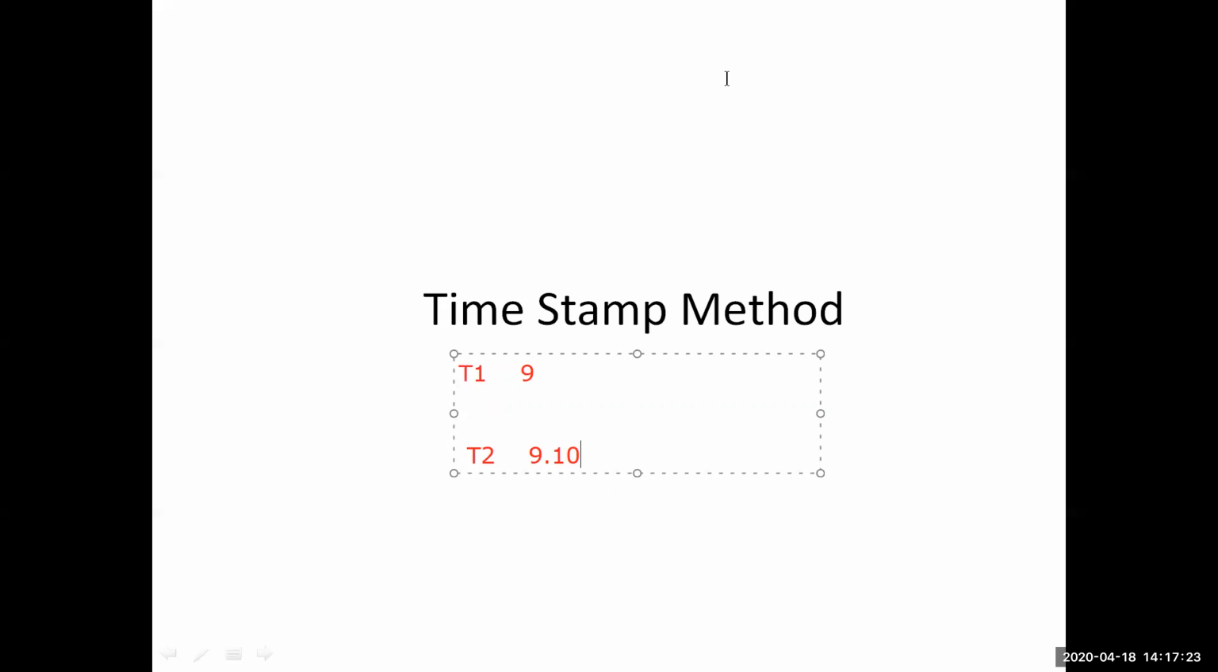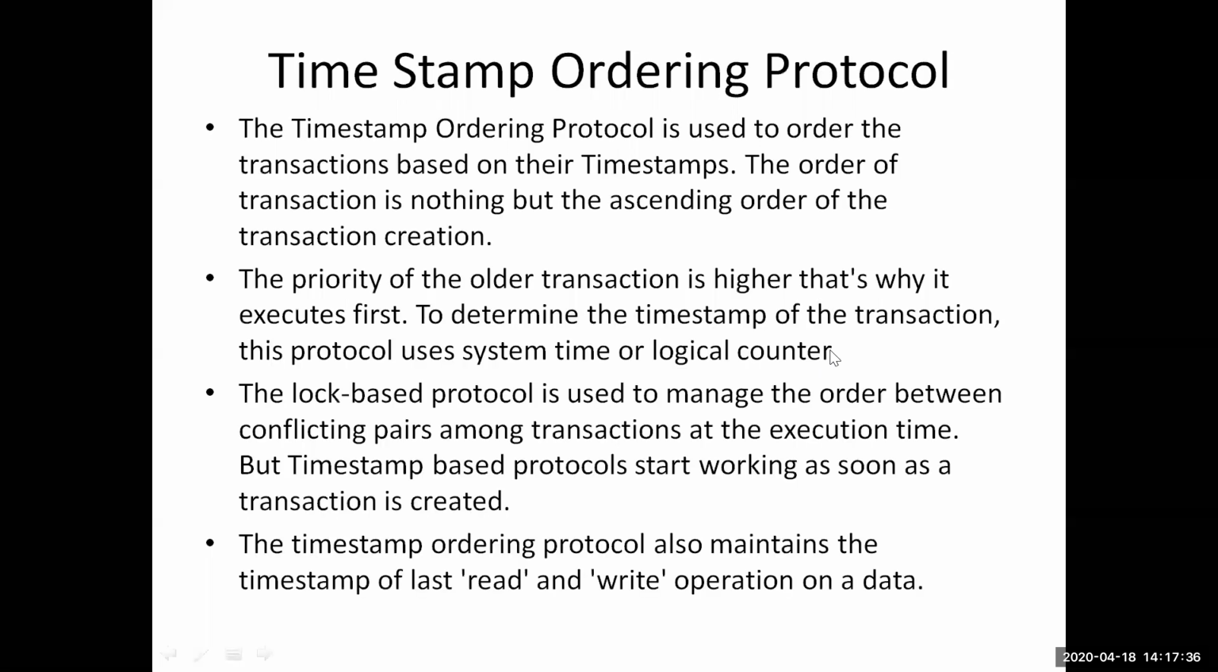So this way we are going to use a timestamp method for each and every transaction. For this we are going to use timestamp protocol. So what is timestamp protocol? Timestamp ordering protocol is used to order the transaction based on their timestamp. The order of transaction is nothing but ascending order of transaction creation. The priority of older transaction is higher. That's why it executes first.